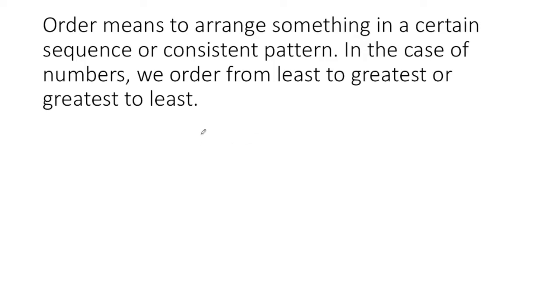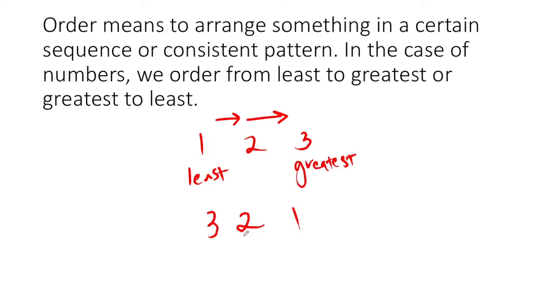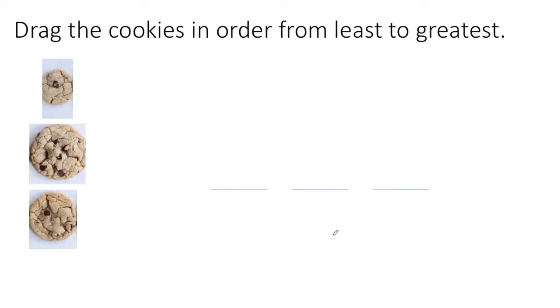So for example, 1, 2, 3 are in order because they keep getting bigger and bigger. They're in order from least to greatest. 3, 2, 1 is also in order because it gets smaller and smaller. But in this case, it's in order from greatest to least.